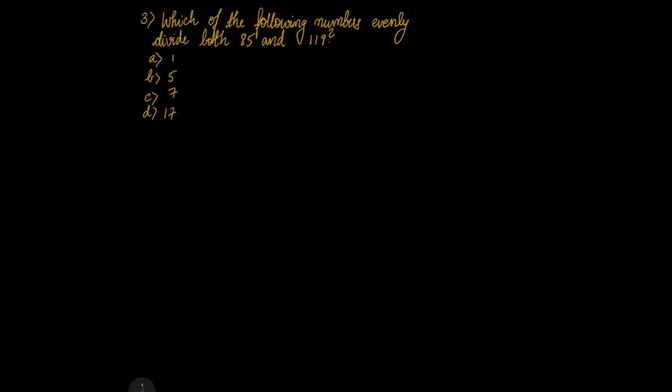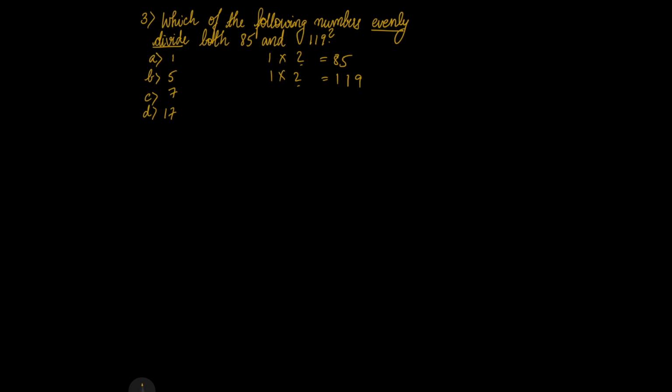Which of the following numbers evenly divide both 85 and 119? Now, what this question essentially means is that there must be some whole number that, when multiplied by one of the options, say 1, gives you 85, and some other whole number, when multiplied by the same option, gives you 119. So let's start with 1.